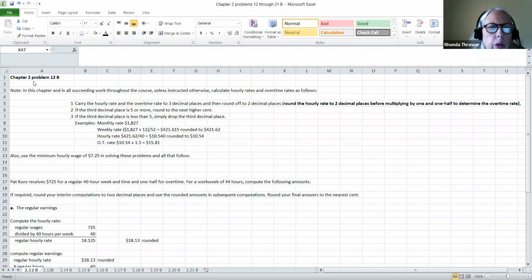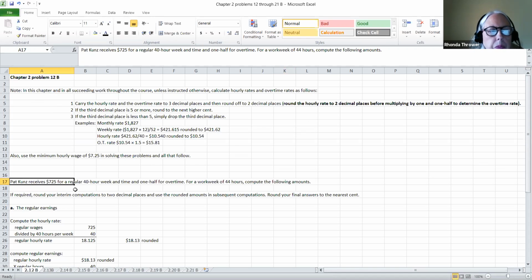So right now we're on chapter 2, problem 12B. And what they've given you in your instructions is how to round. These are the same rounding instructions that we talked about previously. And so just read over this and refresh your memory about how to round. Now, the actual problem starts right here.